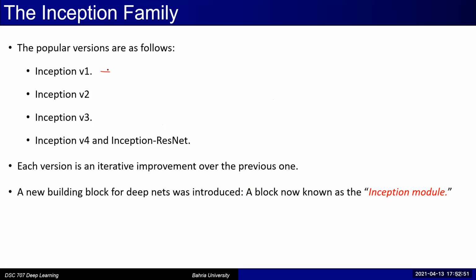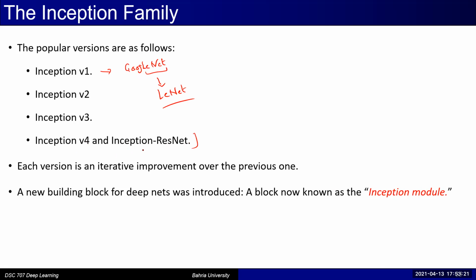Okay, so as I told you, the popular versions of Inception are V1. Another name for Inception V1 is GoogleNet, okay? And if you see GoogleNet, it is spelled like this, where this part is just to pay tribute to LeNet, which was one of the very earlier CNNs, right? So Inception V1, another name is GoogleNet, then you have V2, V3, and then you have V4 and Inception ResNet. This was actually a single paper which introduced these.